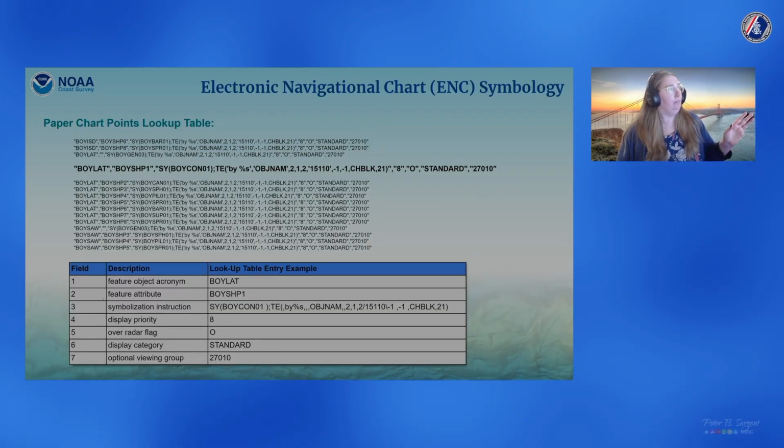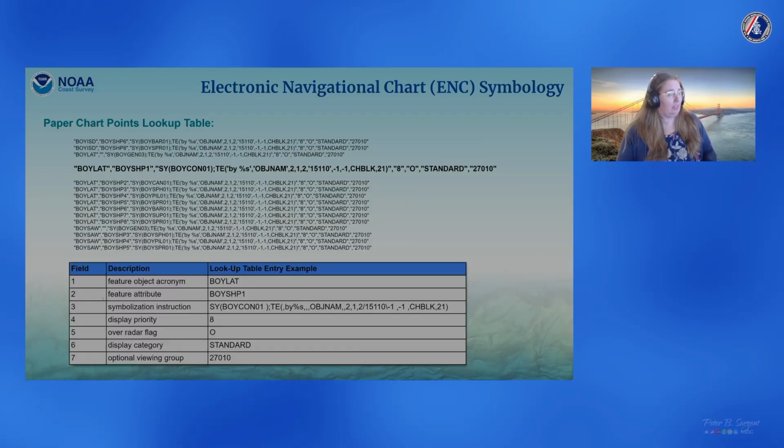You have to keep in mind that S57 was developed in the late 1990s. So this was revolutionary at the time, to allow the computer to be able to draw the symbology, even though now we consider it fairly crude.